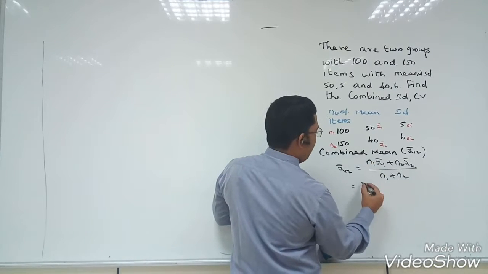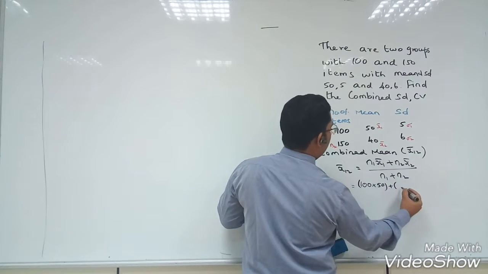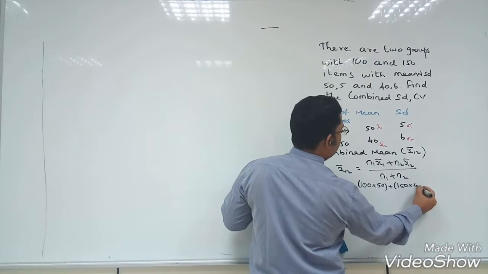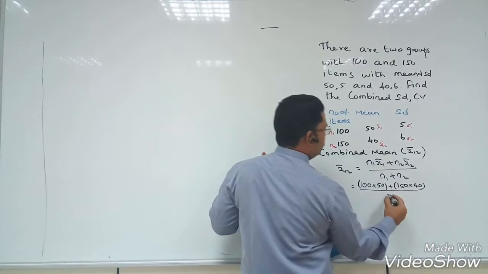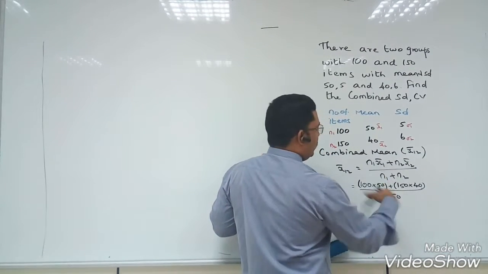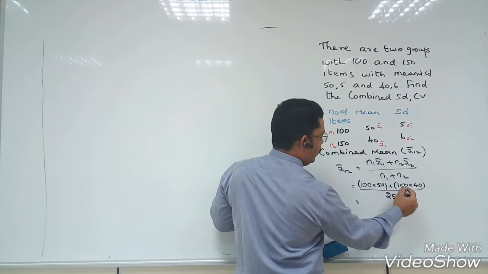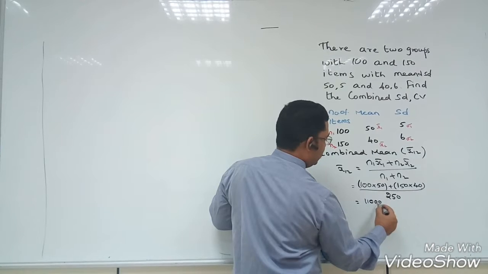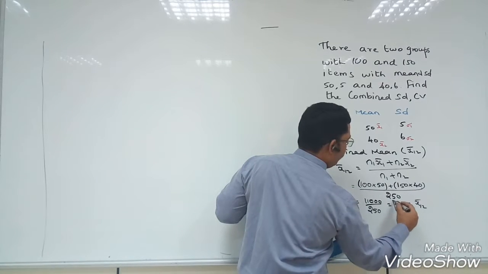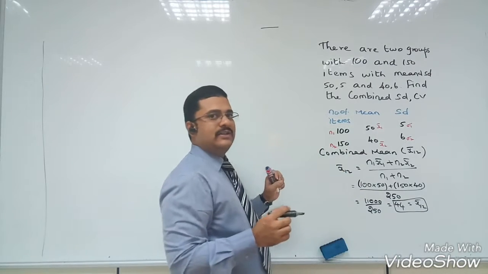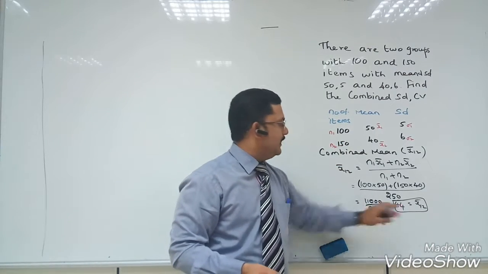This is equal to N1, which is 100, into X1 bar, which is 50, plus N2, which is 150, into X2 bar, which is 40, divided by N1 plus N2, the total of these two items, which is 250. After doing the manipulation, we get 5000 plus 6000, so totally it is 11000 divided by 250, which is equal to 44, that is X12 bar. That is the combined arithmetic mean of the two items, which is 44.